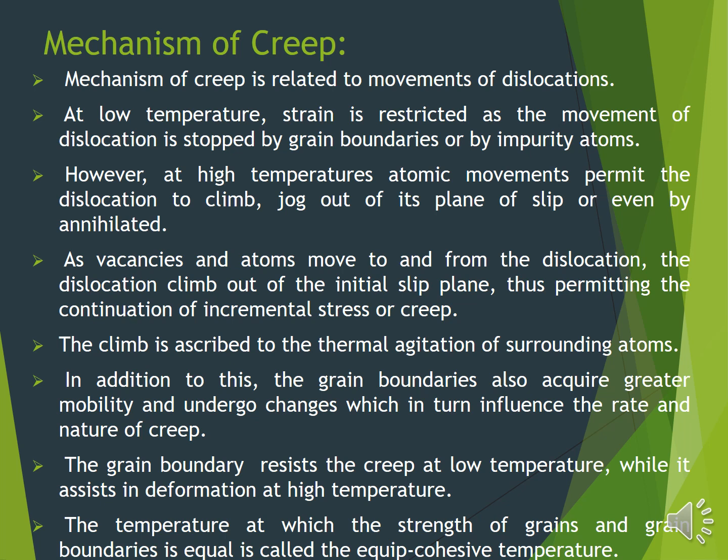First, we have seen that at low temperature, the movement of dislocation is almost stopped. Second, at higher temperature, it creeps between the spaces between the atoms and the dislocations. Next is the vacancies. Next is the thermal agitation. Now, the grain boundary resists the creep at low temperatures while it assists the deformation at higher temperature. The temperature at which the strength of the grains and the grain boundaries is equal is called the equicohesive temperature.